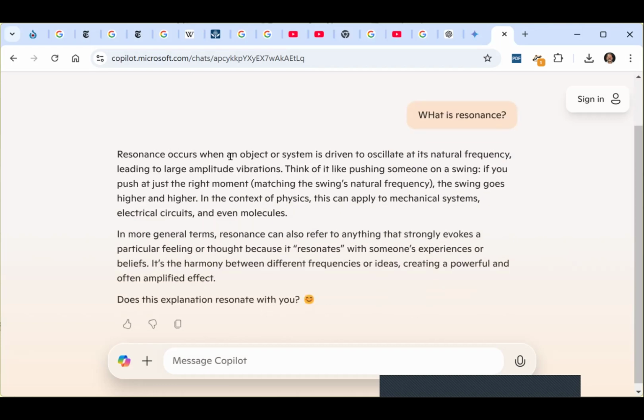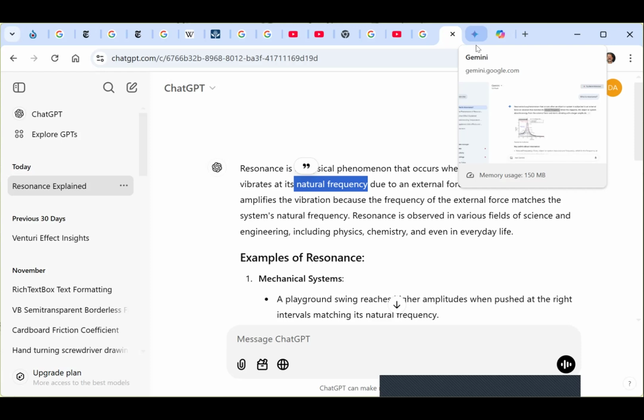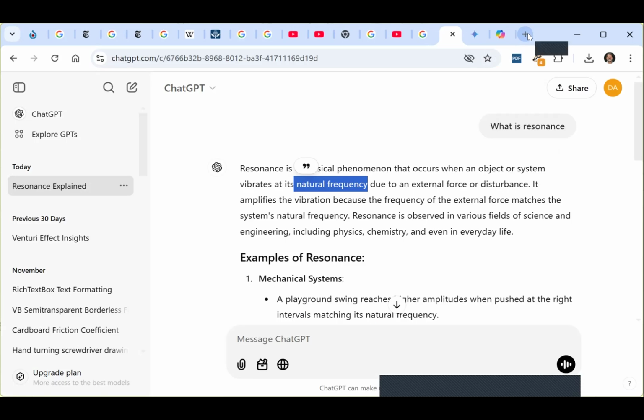Okay, resonance occurs when an object or system is driven to oscillate at its natural frequency. They all mention, here's the keyword here, natural frequency. Natural frequency. Okay. There's a problem with that, it turns out. It turns out these definitions are not entirely correct. Okay. There is a good reason. So, it's unfortunate that they are the same answers.